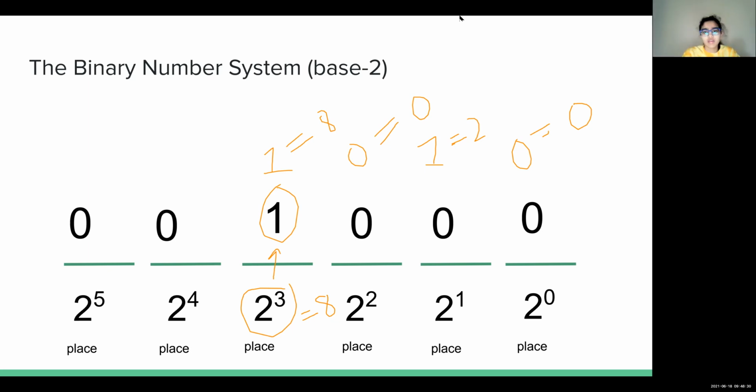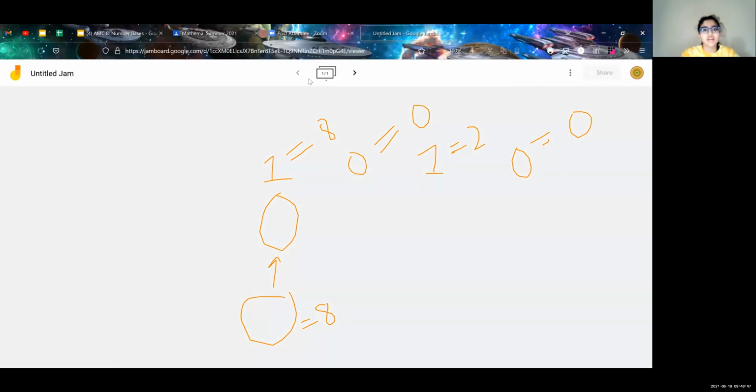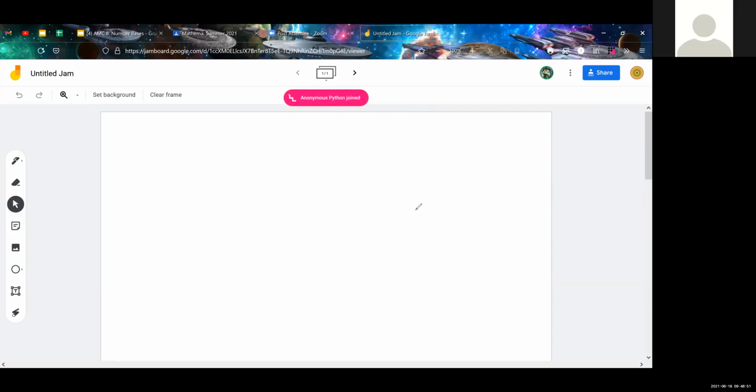Are you converting it to base 10? Yeah, that's what we're doing right now. Okay, that was the question. Okay, wait 1 second. I'm gonna private message you and then you can screen share it. Can everyone see the Jamboard? Yeah, okay.